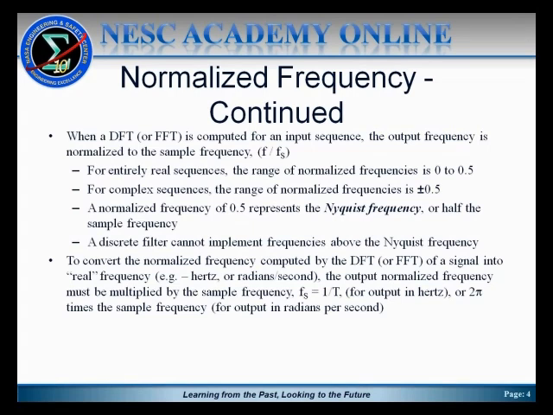And again, the final bullet here is to convert this normalized frequency, which you might get computed by a discrete Fourier transform or fast Fourier transform, into a real frequency, which has units of hertz or radians per second. You would just multiply the normalized frequency by the sample frequency Fs to convert it to hertz, or by 2 pi times the sample frequency if you wanted the output frequency in radians per second.